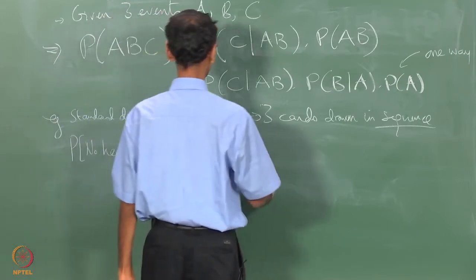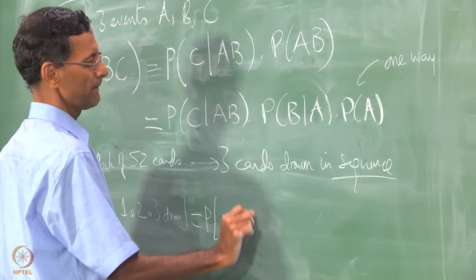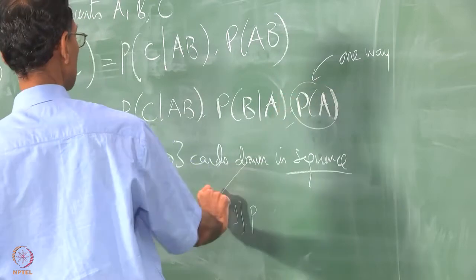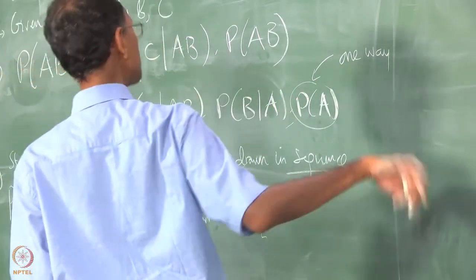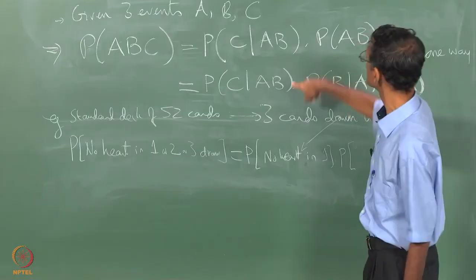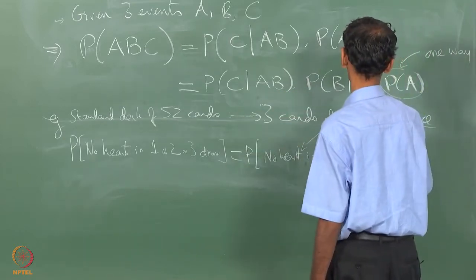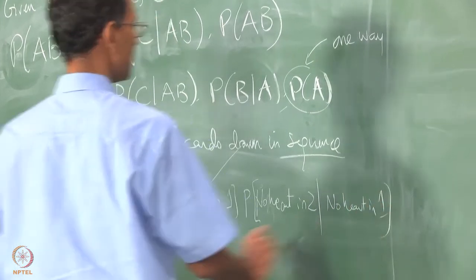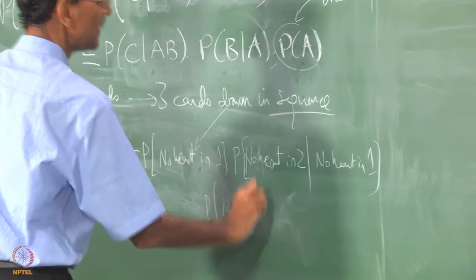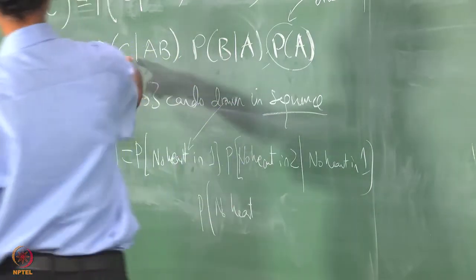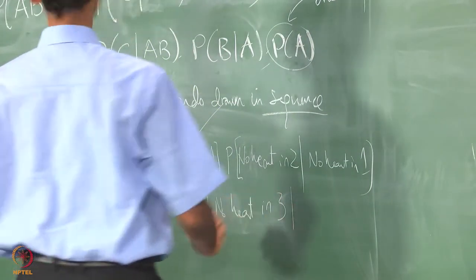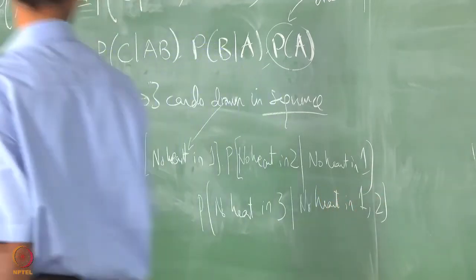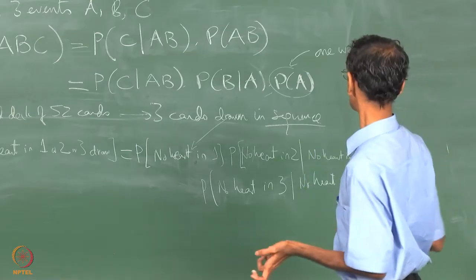Therefore this is P of no heart in 1, that would be P of A. That's the easiest one. You'd proceed only in this sequence. So maybe you can think of this as starting with P of A, then doing this first stage, second stage, third stage. Then P of no heart in 2 given no heart in 1, that would be P of B given A, multiplied by P of C given AB. That would be no heart in 3, given no heart in 1, 2. I'll just write 1 comma 2 because that's a joint event. You're saying no heart either in the first draw or second.